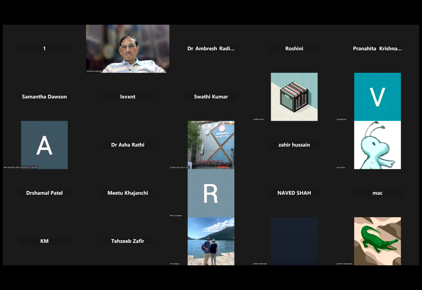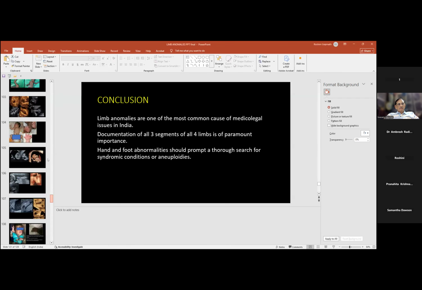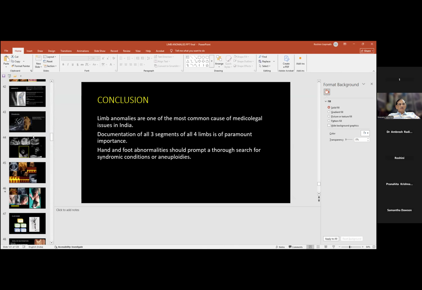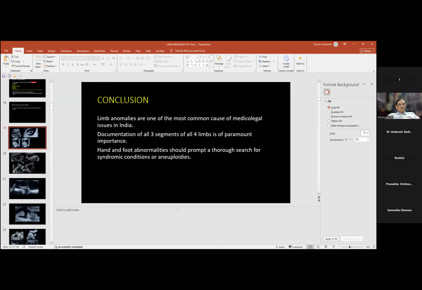So according to the ISUOG guidelines, all three segments should be documented. It's not enough that we just see the limbs. It has to be documented. Shall I share my presentation again, ma'am, or should I show the slide? It will be better to document the limbs in the first trimester. First trimester scans are the ideal one to look at the limbs in all segments, both in sagittal and in coronal planes, and to see all the three segments.